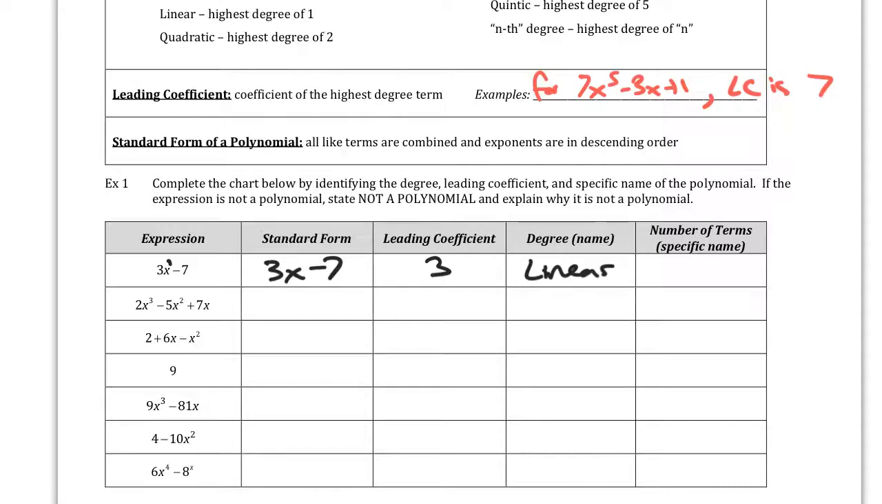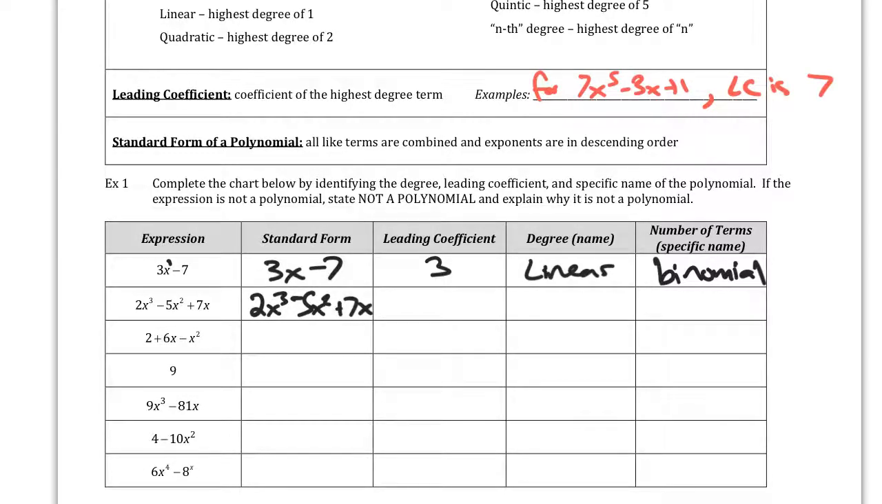And finally, the number of terms, when there's 2 terms, we say it's a binomial. Okay. The second example here, right? Let's see. 2x cubed minus 5x squared plus 7x. Those are in order, so I would say that that is in standard form. So I'm just going to rewrite it: 2x cubed minus 5x squared plus 7x.